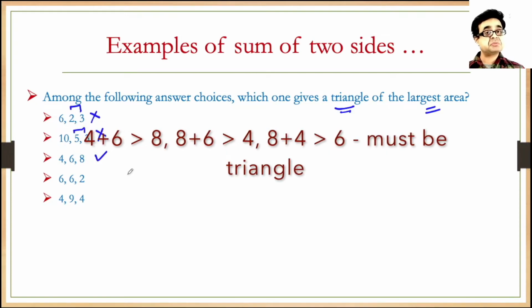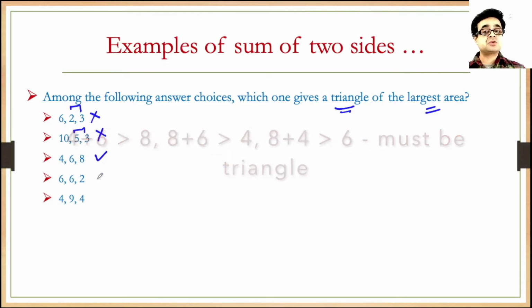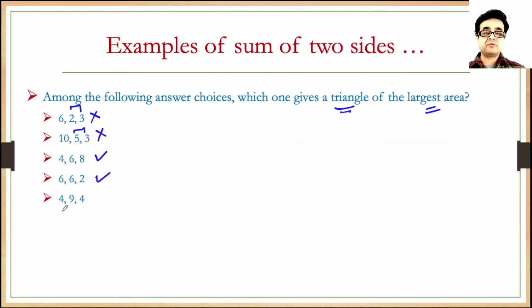4, 6, 8, possibly a triangle. 6, 6, 2, possibly a triangle. 4, 4, 9: 4 plus 4 is 8, which is less than 9. The sum of two sides is less than the third side, which is not possible in a triangle, so not a triangle. So I have boiled my situation down to these two.